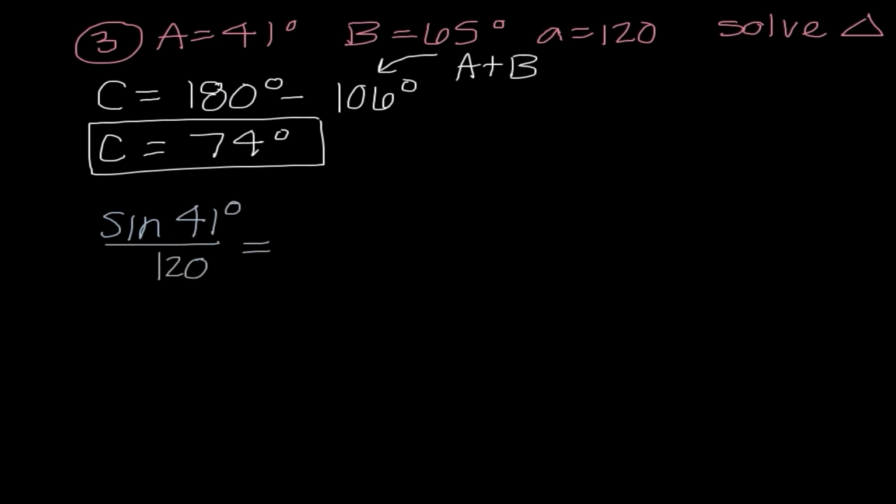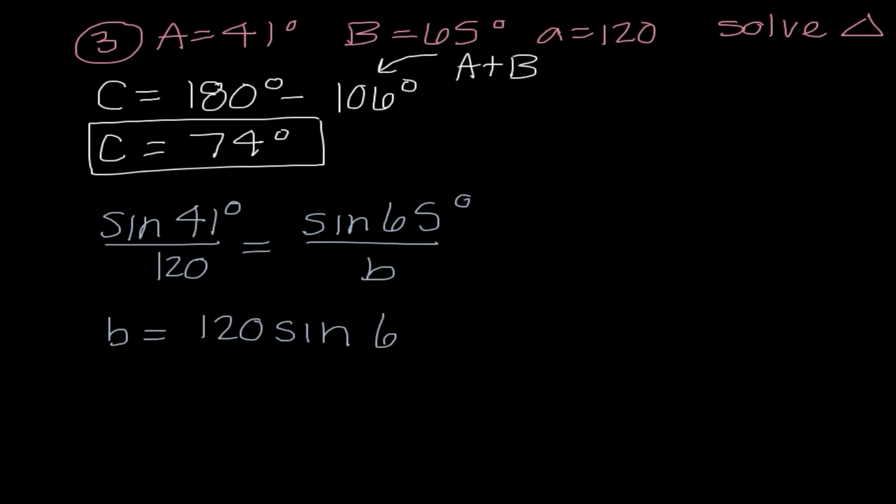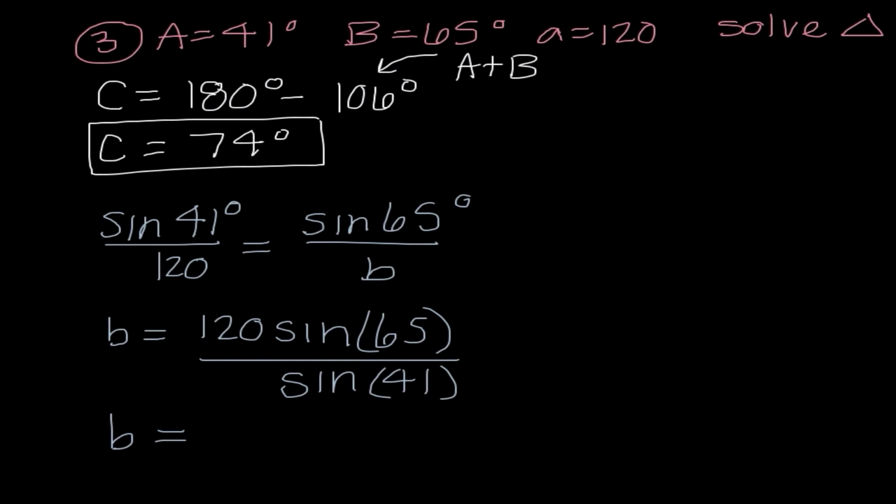my equation here. So I have sine of 41 equals 120, and I'm going to try and find b first. So I'm going to say sine of 65 over b. So I'm going to skip a step here, and I'm going to cross multiply and divide all in one step here. So I have 120 times the sine of 65 divided by the sine of 41. Okay, and if that confuses you, you can always go ahead and do this step by step. But when I do this, I end up getting b is equal to 165.8.